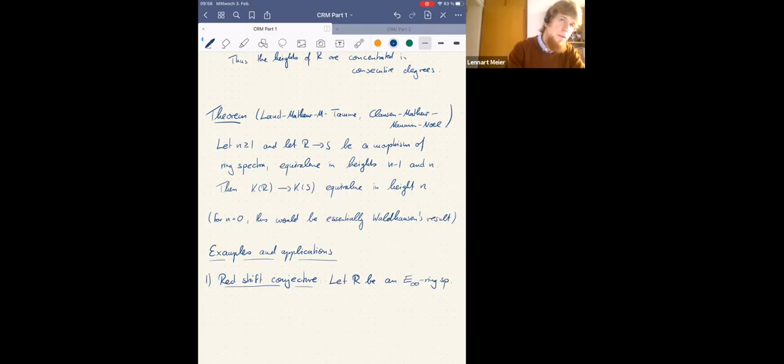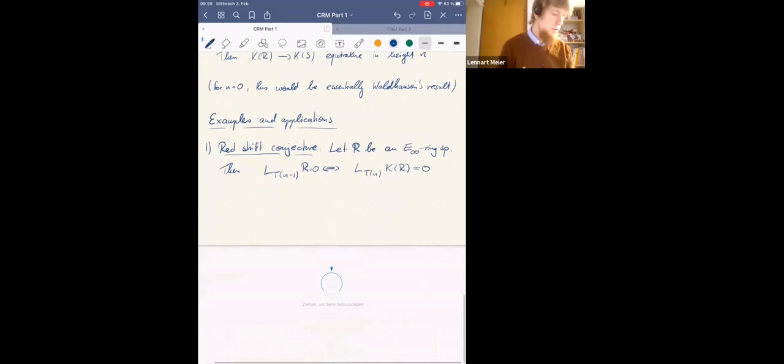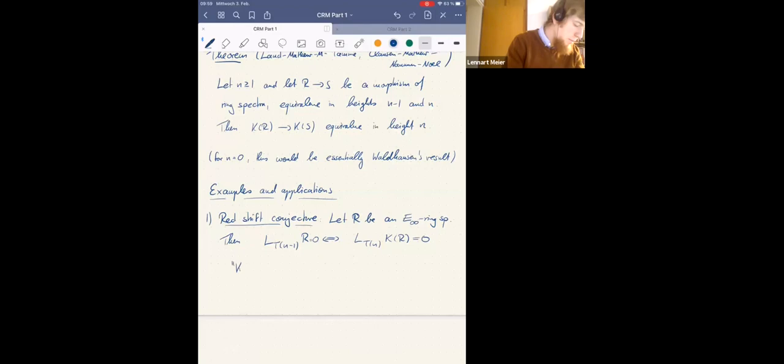Then the Tn minus 1 localization of R is 0 if and only if the Tn localization of K of R is 0. So the slogan is K-theory shifts height by 1.